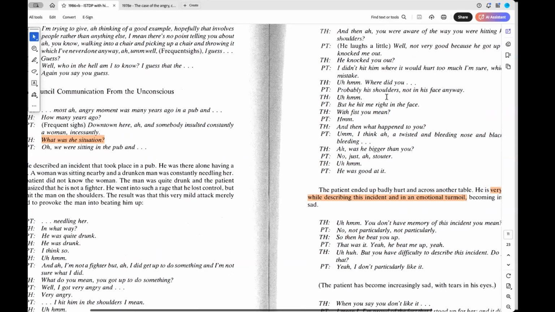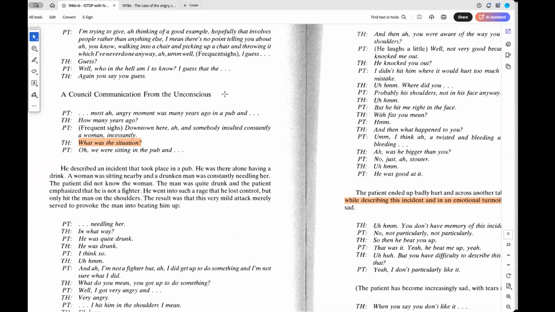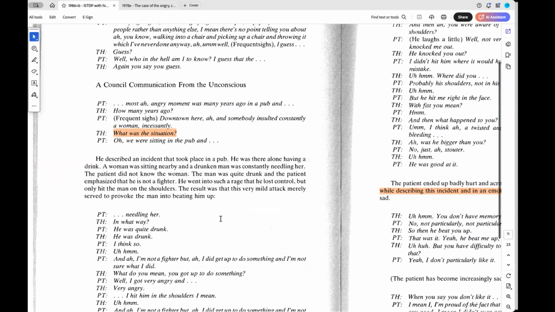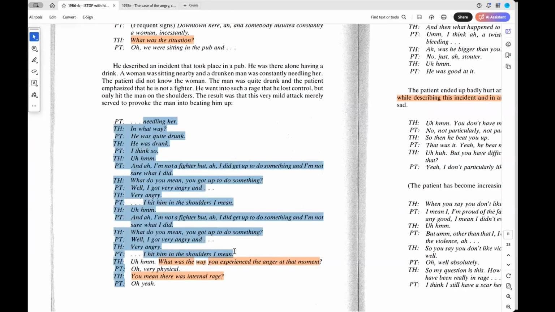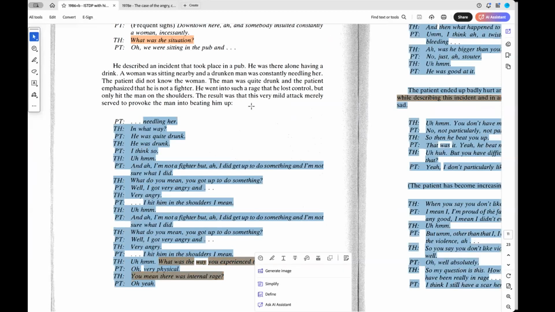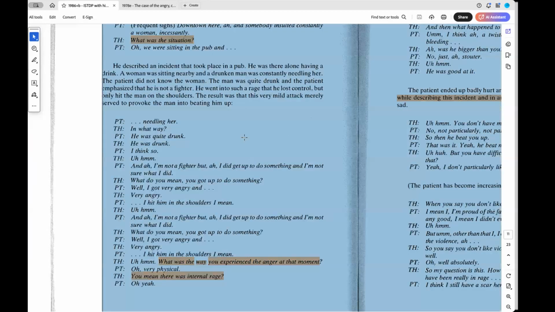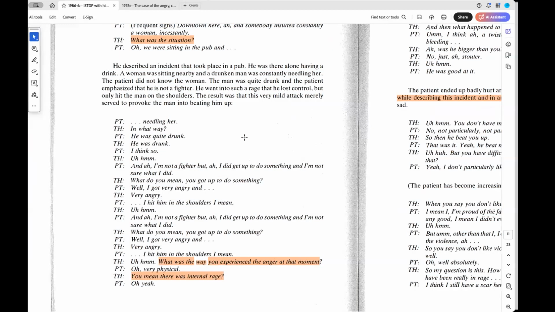You see, as Davanloo is drawing out the patient here, getting him to recount the story of what happened at the bistro and the fight. Okay. This is very important. This is very significant.